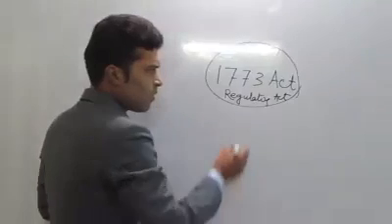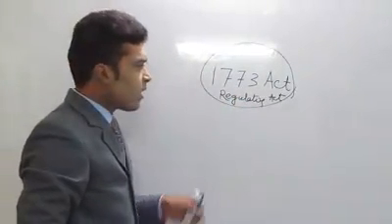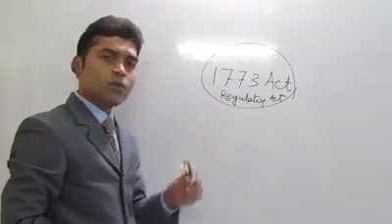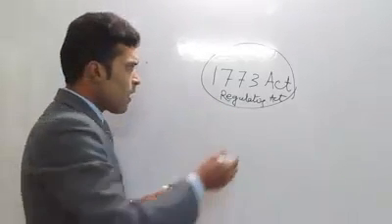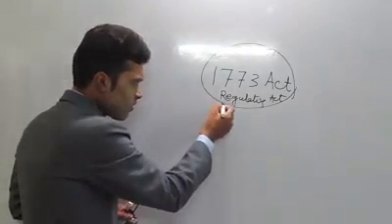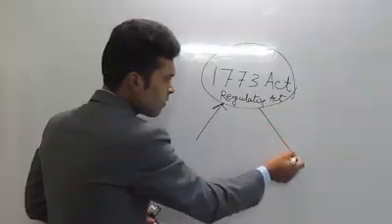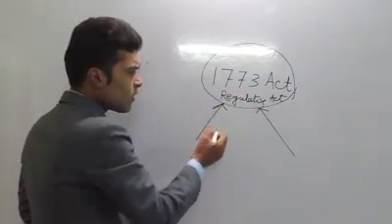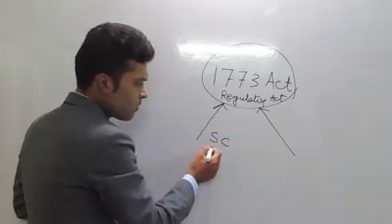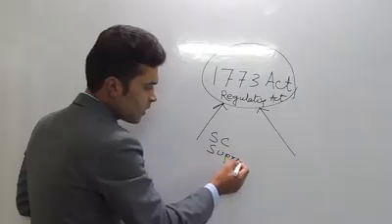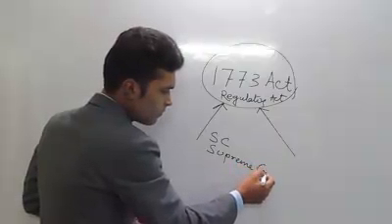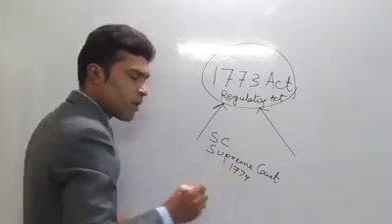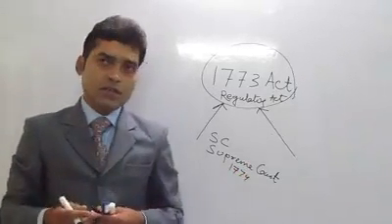Why is it called the Regulating Act? Actually, this act regulated the East India Company's affairs. That's why it is known as the Regulating Act. Under this act, there are so many things we have to discuss. First of all, the Supreme Court was established at Calcutta under this act in 1774, with one chief judge and three judges.